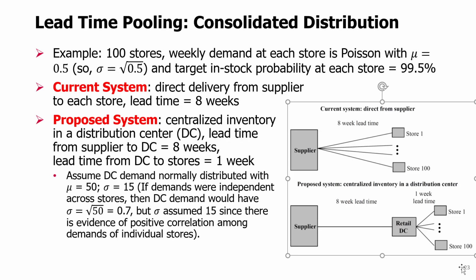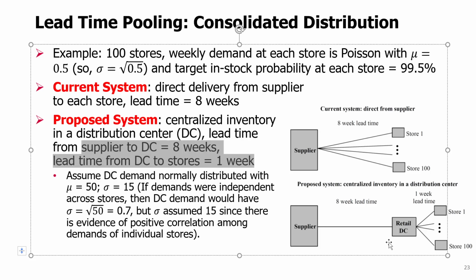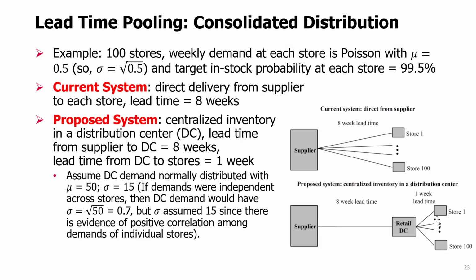So this DC is somewhere close to those stores, somewhere in between those stores. And the lead time from the DC to each store is 1 week, right? So there are 2 lead times instead of 1. If you like, the total lead time is now 9 weeks, right? 8 weeks to the DC from supplier, and then another 1 week from DC to store.